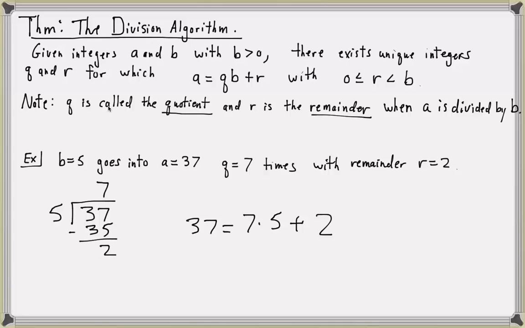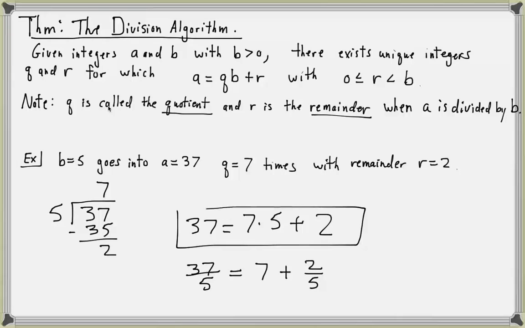Instead of saying 37 divided by 5 equals 7 plus 2/5, if you just multiply both sides of this equation by 5, you get the statement of the division algorithm: 37 equals 7 times 5 plus 2. We will use the division algorithm when we're working with greatest common divisors of integers. So now let's talk about the proof of the division algorithm.